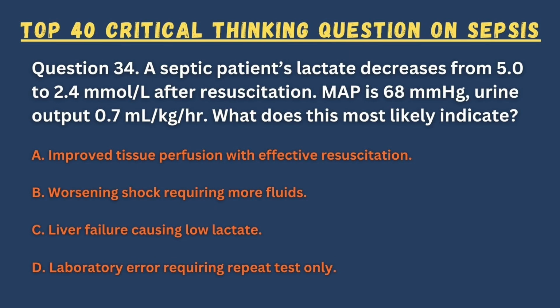Question 34. A septic patient's lactate decreases from 5.0 to 2.4 mmol per liter after resuscitation. MAP is 68 millimeters of mercury. Urine output is 0.7 milliliters per kg per hour. What does this most likely indicate?